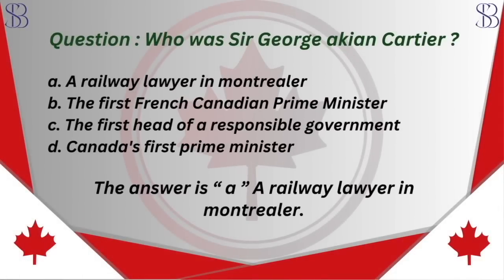Question: who was Sir George-Étienne Cartier? A. A railway lawyer in Montreal. B. The first French-Canadian Prime Minister. C. The first head of the responsible government. D. Canada's first Prime Minister. The answer is A. A railway lawyer in Montreal.